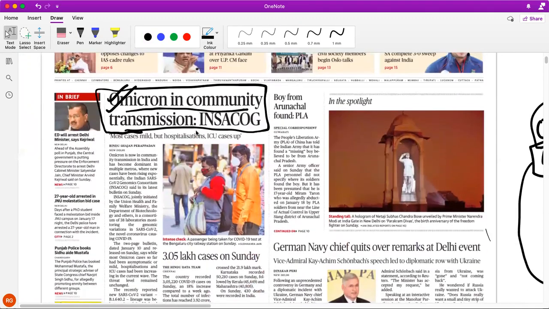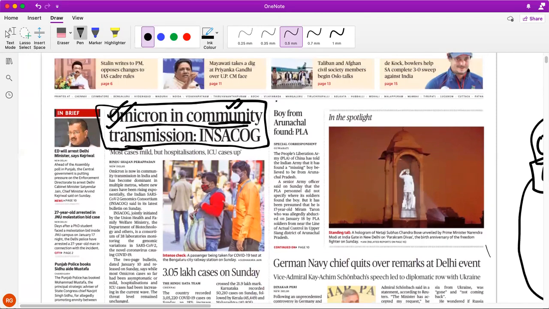Okay, so it says Omicron in community transmission. So community transmission has begun. So what is happening? It is spreading at a fast pace. Why? Because of poor behavior of Indians. We are not following the protocols. Protocols like social distancing, wearing masks, using sanitizer, all these things. So now it is spreading at a fast pace.